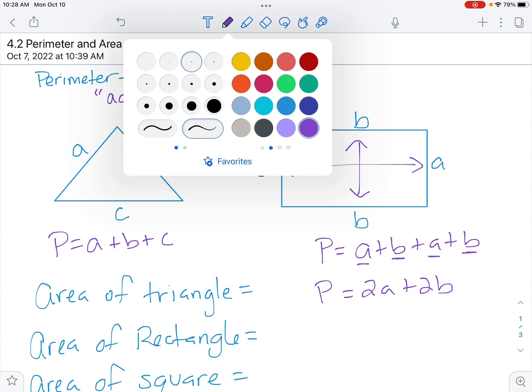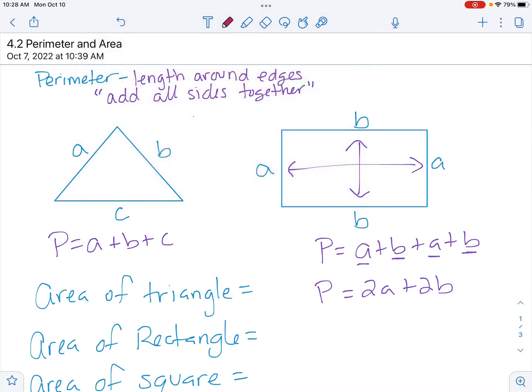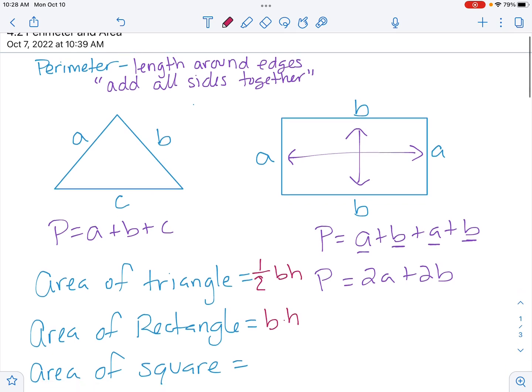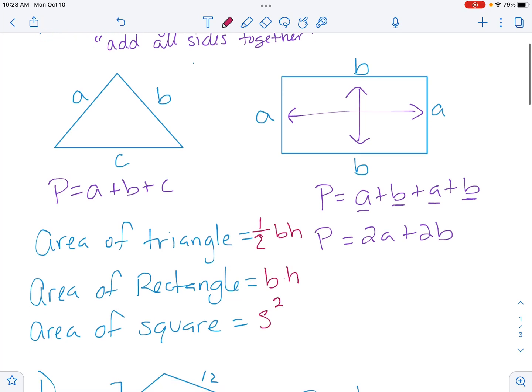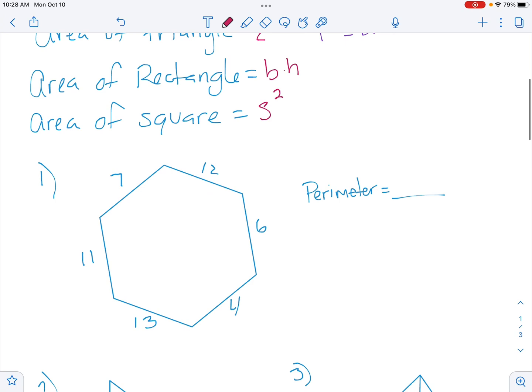Now, area of a triangle. Let's go over these equations real fast here. Area of a triangle is 1/2 base times height. Area of a rectangle is base times height. Area of a square is side squared, because all the sides are the same. You're going to need those equations. Now let's practice a couple.